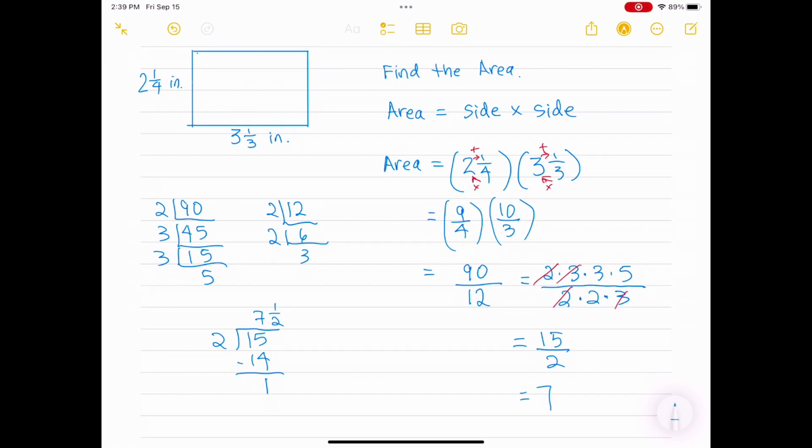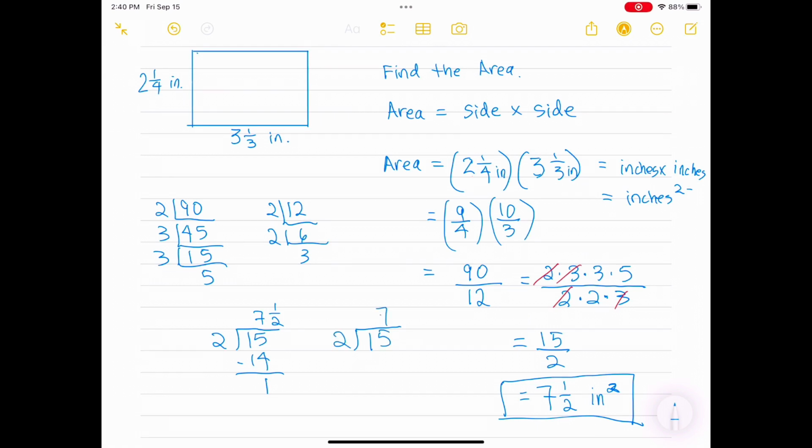So the area of the rectangle above is 7 1/2 inches square. And the inches are square because we had multiplied 2 1/4 inch times 3 1/3 inch. So the inch times the inch equals square inch. An area of a shape is always in a square unit. We can also put this in decimal terms. So 15 divided by 2 is 7.5. So we can think of this as 7.5 inches square.